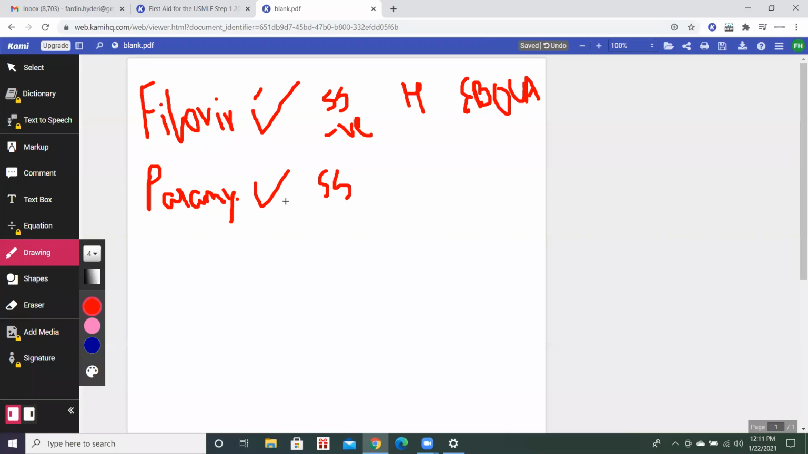I went to a retro toga over there. Was there a mention of paramyxo? No, so it's negative. We are still on the discussion of helical, so it's helical capsid.